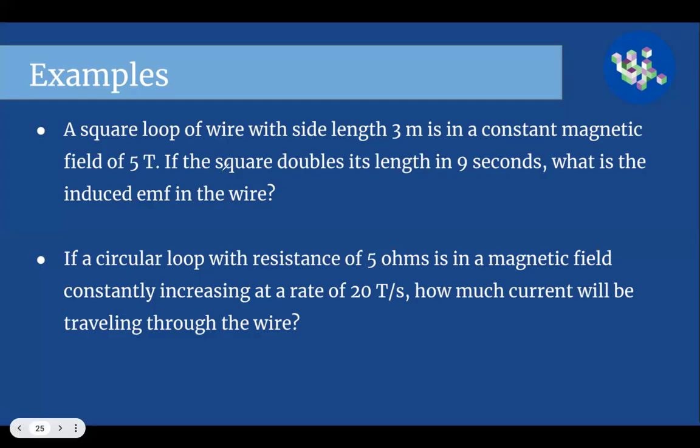All right, okay, so let's draw a picture. This is a square loop, side length 3 meters, and the magnetic field is B equals 5 Tesla, pointing into the page. So this will be the direction of my magnetic field.